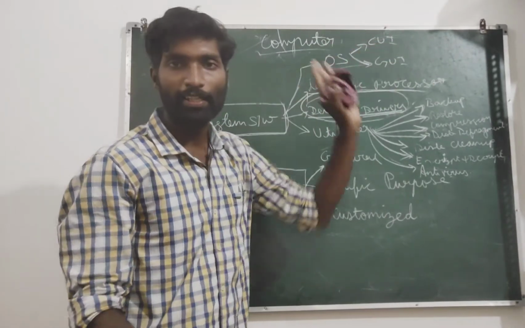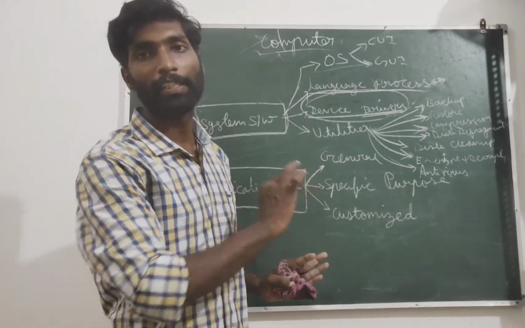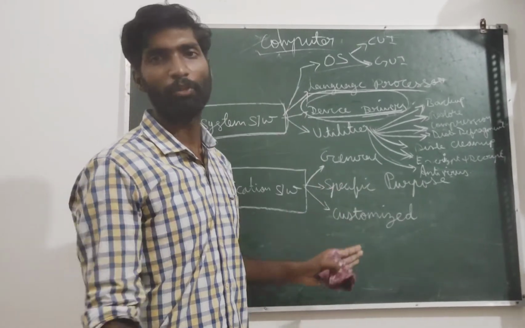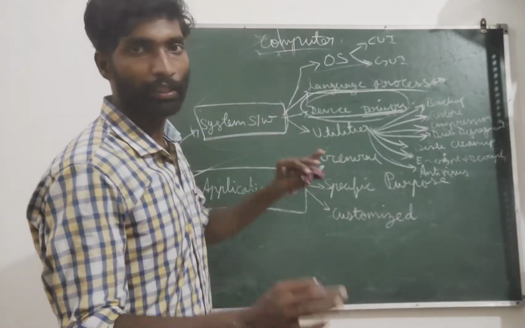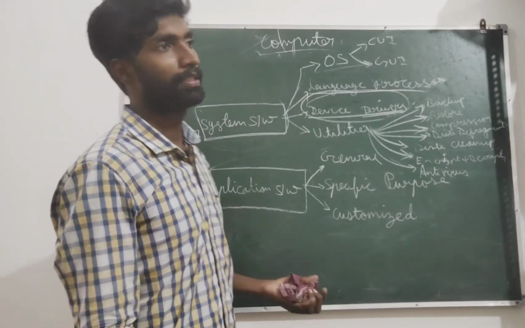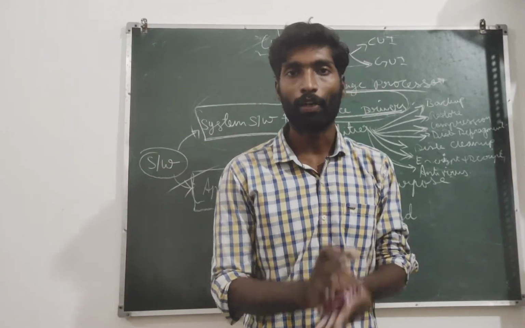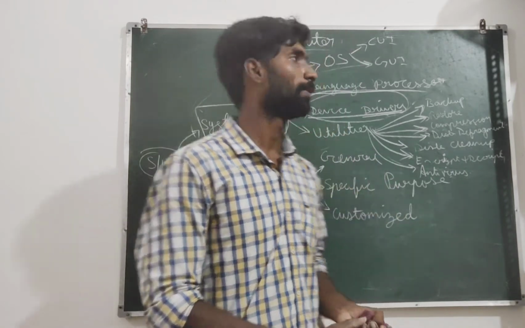In CUI, on the desktop you can only see characters. You cannot see any graphics at all. You cannot see any folder, nothing. There is only a black screen and you can see the text. And GUI, graphical user interface, means whatever systems we are seeing nowadays are of graphical user interface.